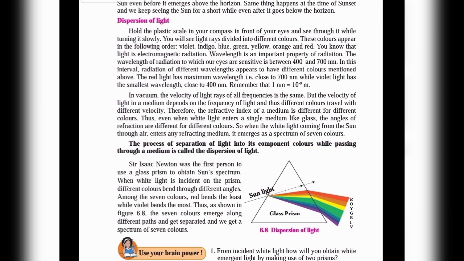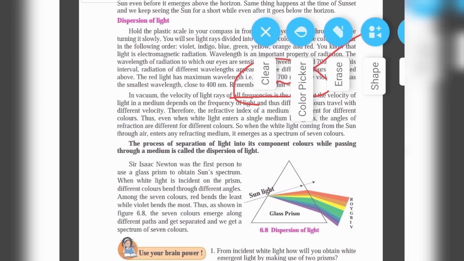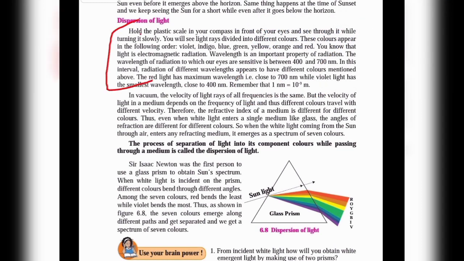Also remember that 1 nanometer is equal to 10 raised to minus 9 meter. This factor is given: 1 nanometer is equal to 10 raised to minus 9 meter. Okay, understand everyone this paragraph.